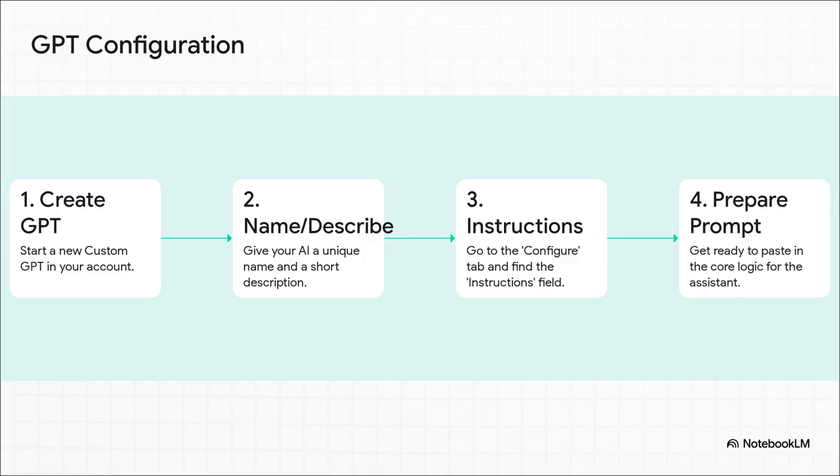Getting started is actually pretty straightforward. Once you're in your ChatGPT account, you're just going to create a new custom GPT. Give it a name you'll remember, a quick description, and then head over to the Configure tab and find the Instructions field. This is where we're about to work some magic.